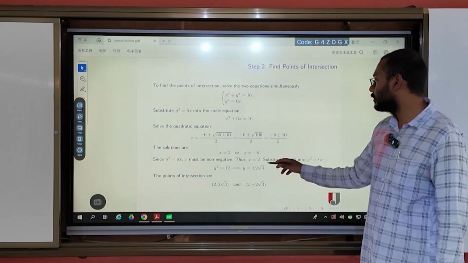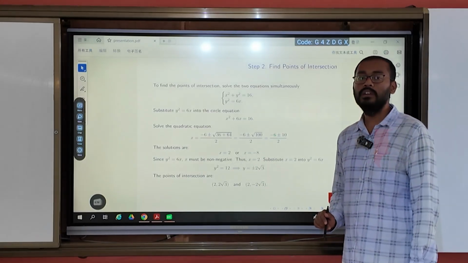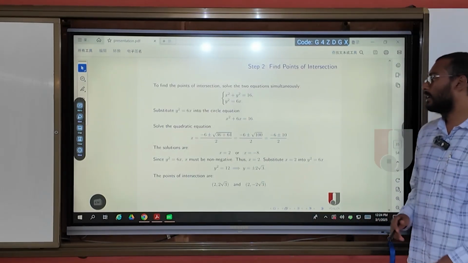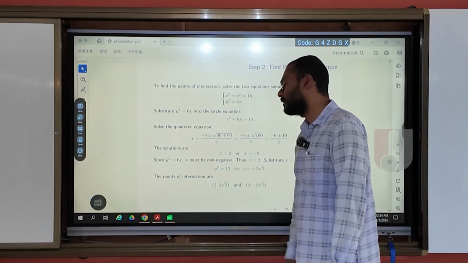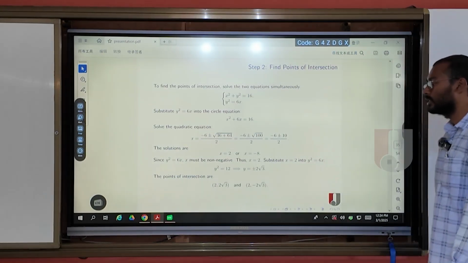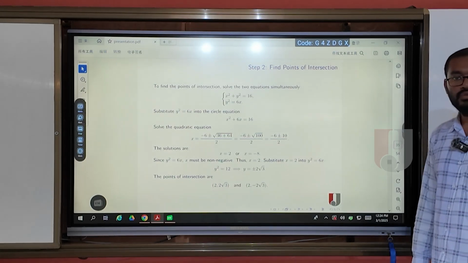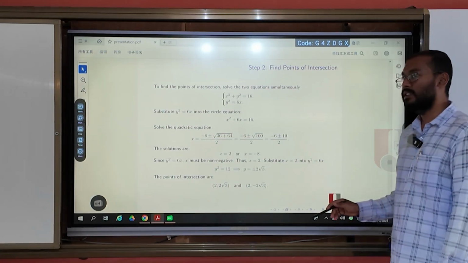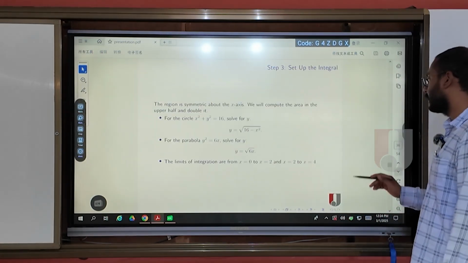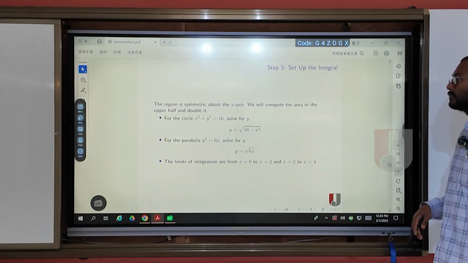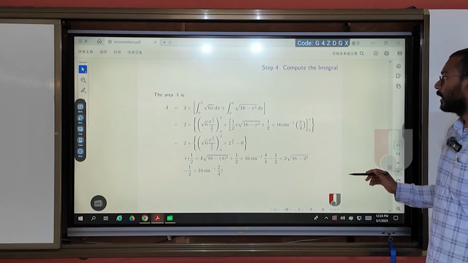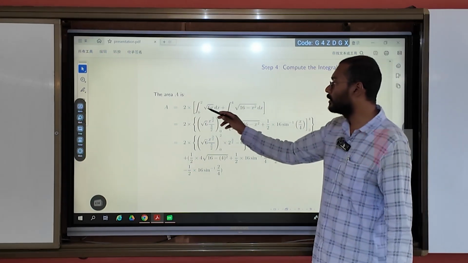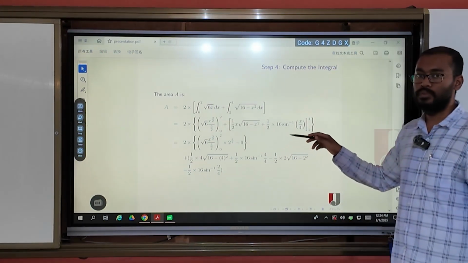Once you consider x equal to 2, then your y square is coming 12. Okay, so y is plus minus 2 root 3. So the intersection points are 2 comma 2 root 3, another is 2 comma minus 2 root 3. So these two are intersection points. Now we have to compute the area enclosed by that thing. So how to compute? One is 0 to 2, another is 2 to 4.